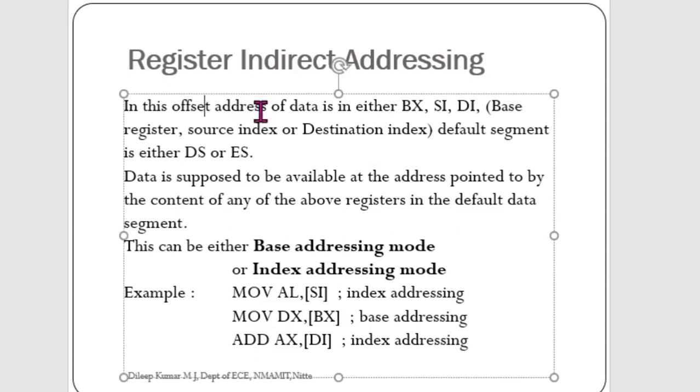In this, the offset address of the data is in either the BX register, SI register, or DI register. These are the three base registers, along with the BP register also possible. But for the addressing mode, we consider only these main registers as examples. So data is supposed to be available at the address pointed to by the content of any of these registers, which I take as an address pointer. Register indirect can be of two types, basically base addressing or index addressing. All are indirect only, but we classify further: in base addressing the pointer is a base register, and in index addressing the pointer is an index register.